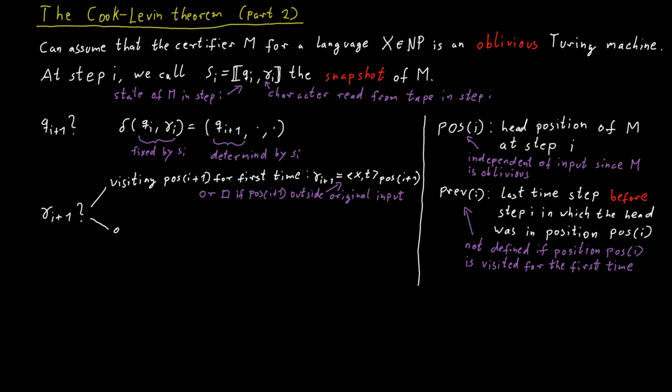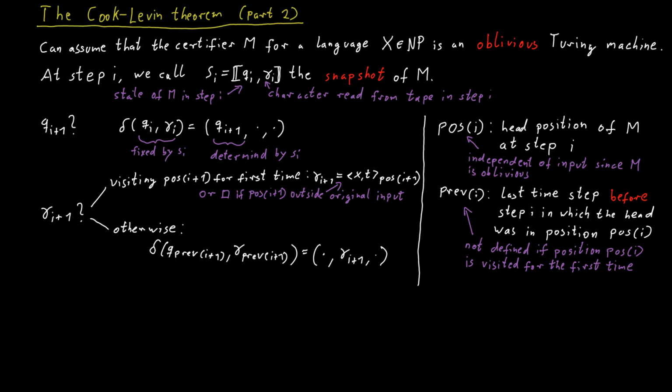However, if we visit that cell not for the first time, then the character we will read now will be the character that we wrote to the tape the last time we visited that cell. And the last time we visited this cell was at pref(i+1). Again, we're dealing with an oblivious Turing machine, so that time is fixed. It's predetermined. It does not depend on the input bits.